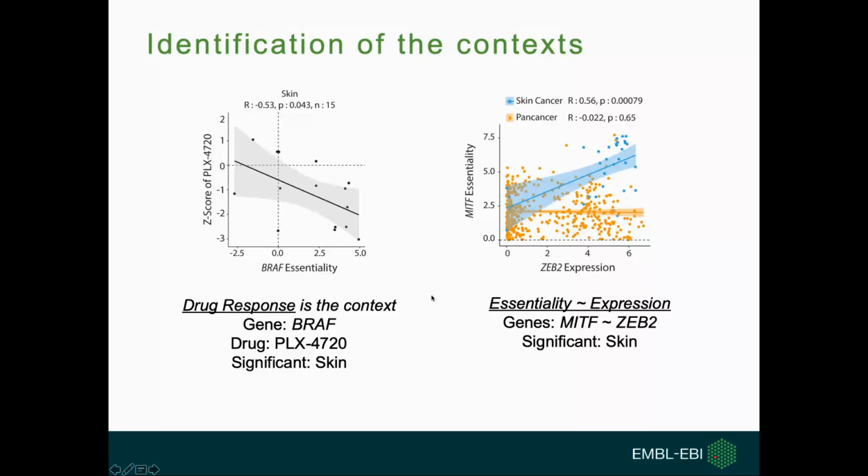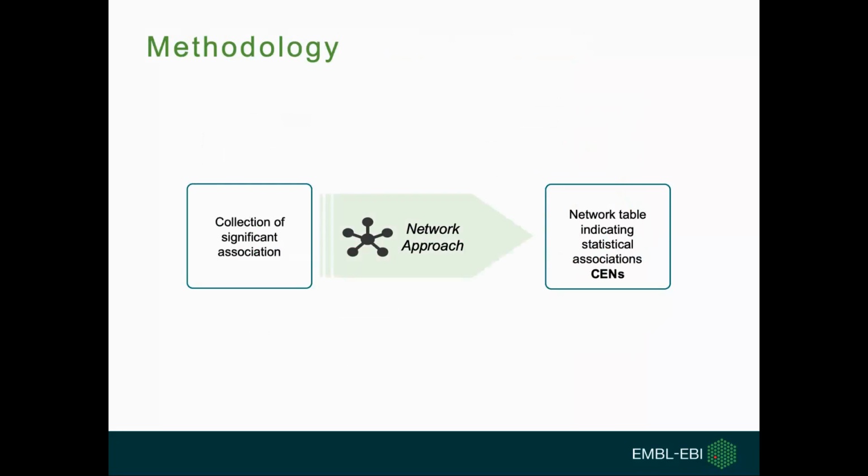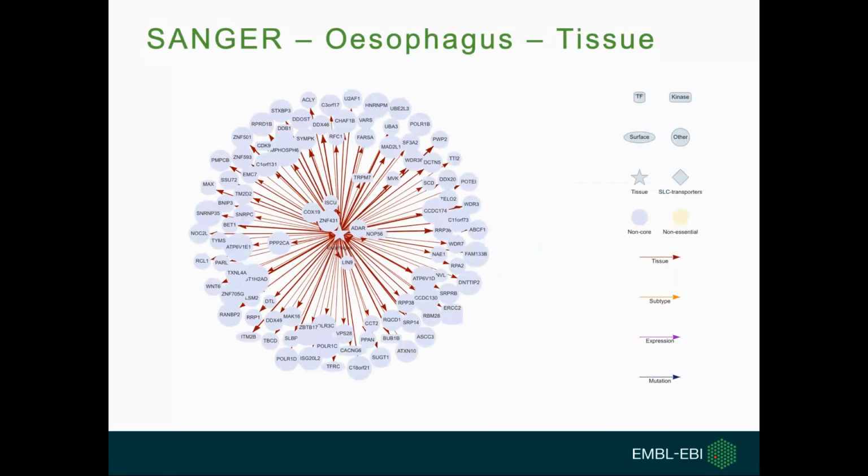But these are all one-to-one associations, and it is really hard to create the big picture. So what we thought is that we can collect all of these significant associations and use a network approach, and we can link the associated genes to each other and also genes to tissues. So we did it and we called them context-dependent essential networks. Then we just call them CENs. So these are examples of CENs.